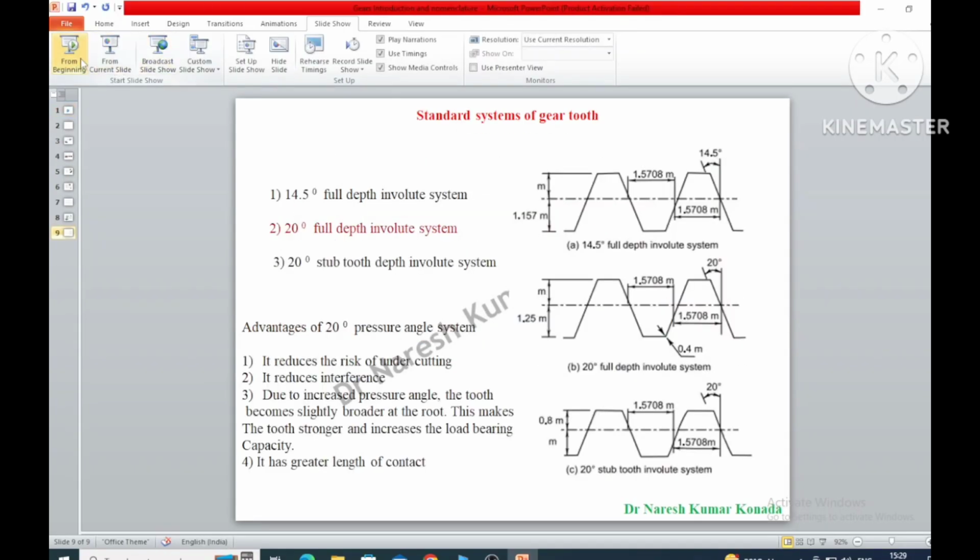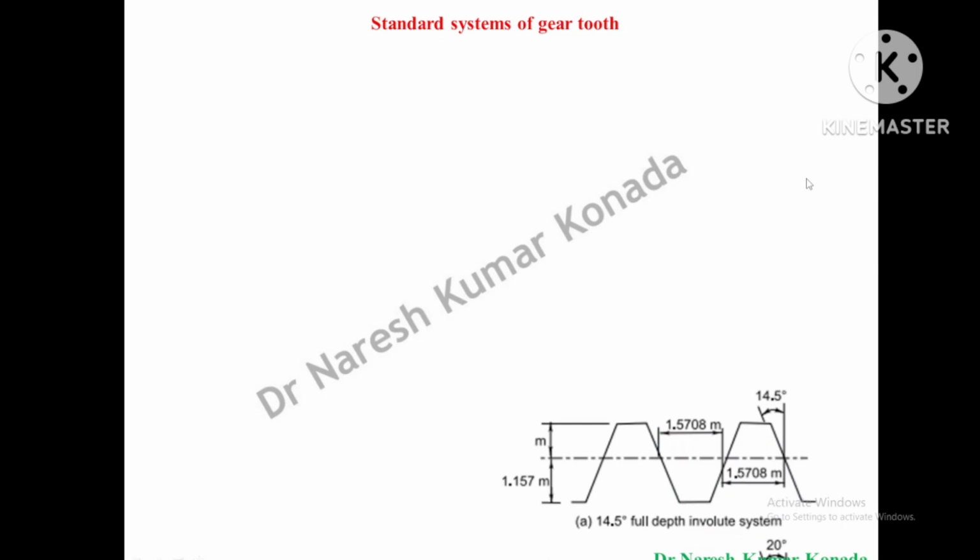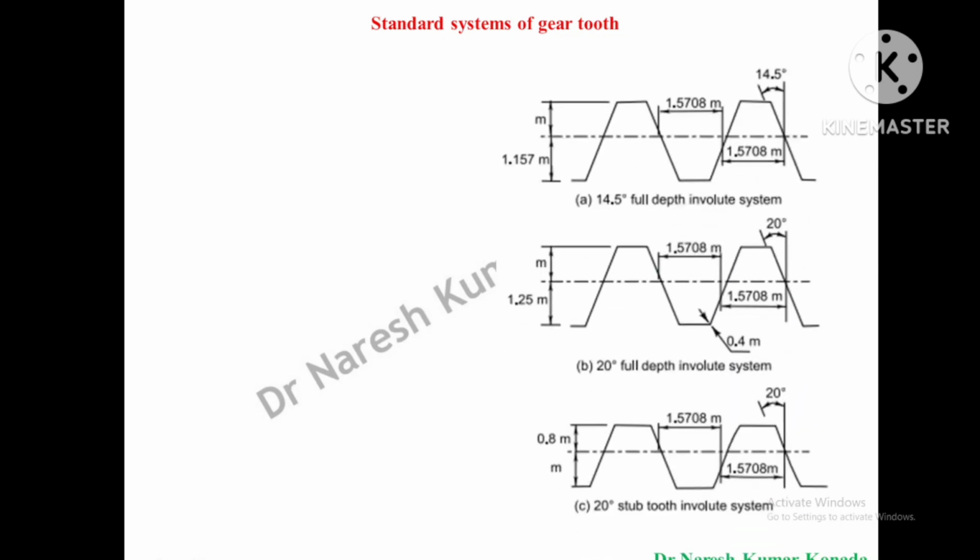And finally, we will see the standard systems of the gear tooth. We have three standard systems of the gear tooth. One is the 14.5 degree full depth involute system, the second one is the 20 degree full depth involute system, and the third one is the 20 degree stub tooth involute system. You can clearly see the diagrams of all these three types of involute systems.